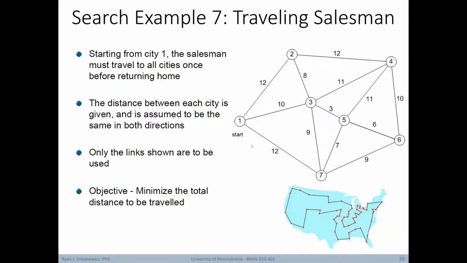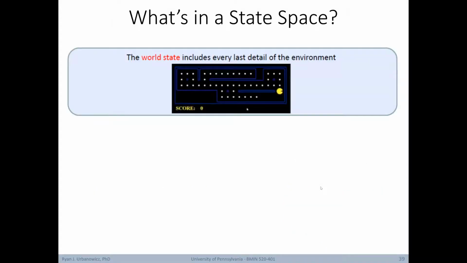The objective here is to minimize the total distance to be traveled while also reaching the objective of only visiting each city once. This is the kind of search problem that might also be used to plot out ideal road trips. So now that we've looked at a number of examples of search for you to consider, let's dive back into picking apart the search problem.